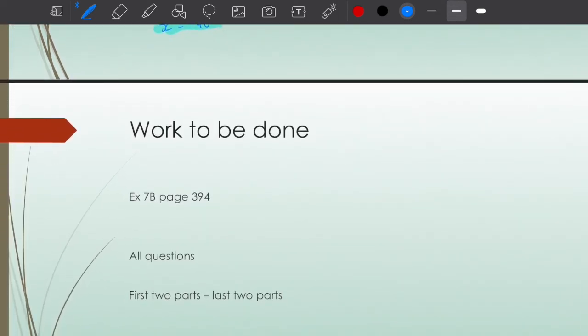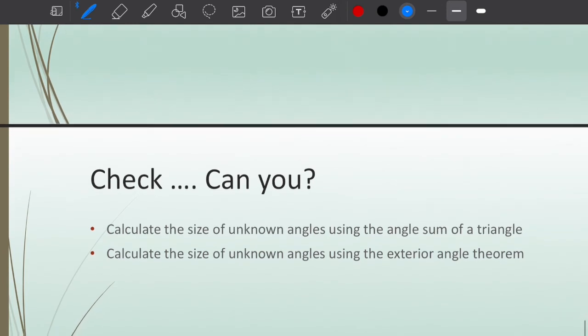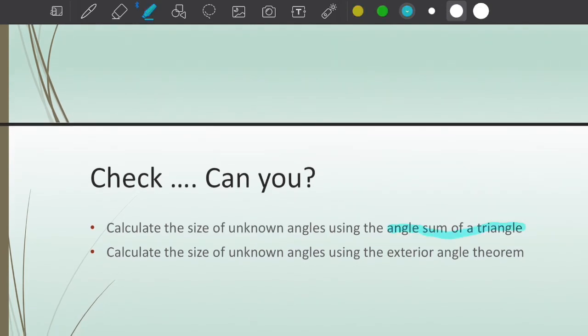So you guys are going to jump into the textbook now, exercise 7b. You're going to do all the questions again this time, but first two parts and last two parts. Now, that means that if a question has less than 4 parts, you're just doing the whole question. And by the time we're done, we should be pretty comfortable with angle sum of a triangle. We should already be pretty comfortable with angle sum of a triangle because we should have seen it before. But this one might be kind of new, or you might have forgotten it. But yeah, that's what we're going to focus on in our practice from the textbook. So you guys can get started on that now. Thank you.